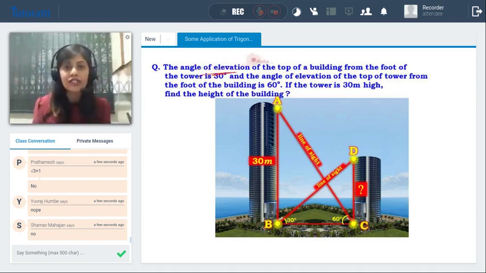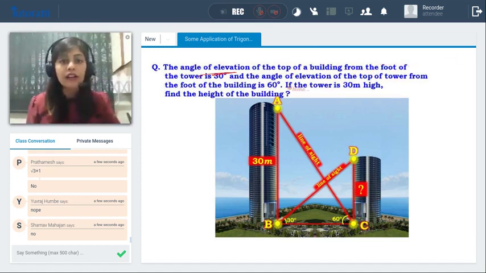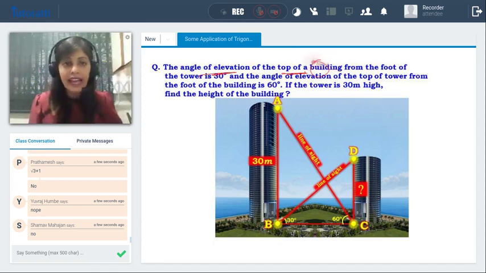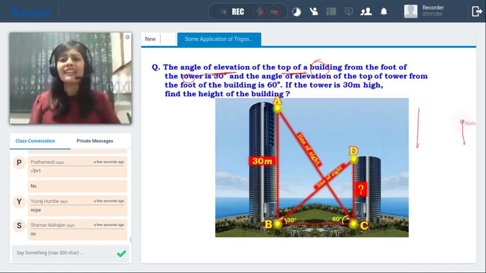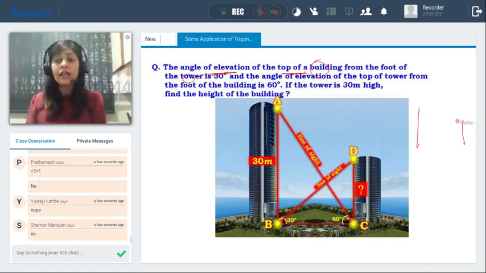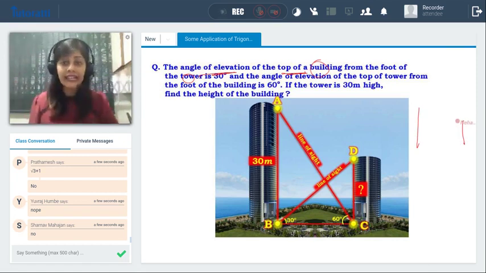Angle of elevation of the top of a building from the foot of a tower. Students, if you pay attention, we have a building and a tower, two structures which are vertical. That means now you have two vertical lines. First, let's just create two vertical lines. It doesn't matter if you create them equal or not, but depending on what we have, we will decide which is bigger than the other. From the question itself, you can understand which is the bigger one.